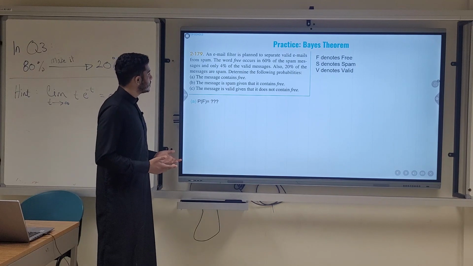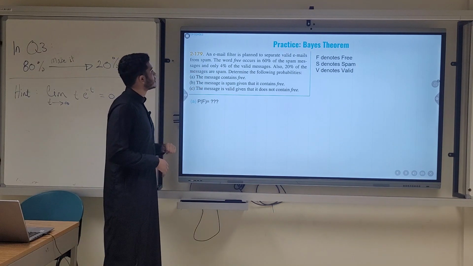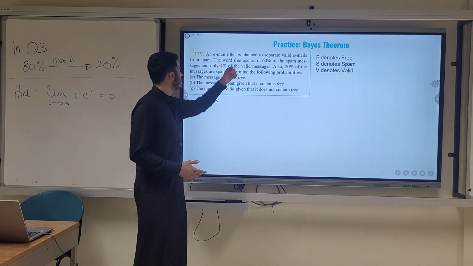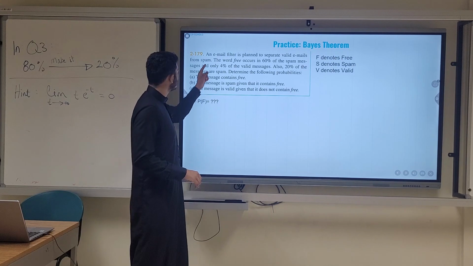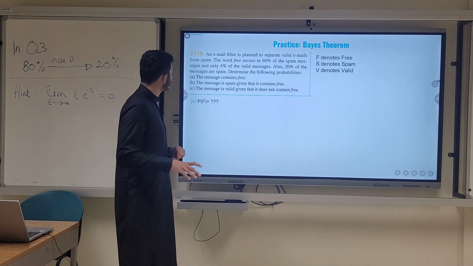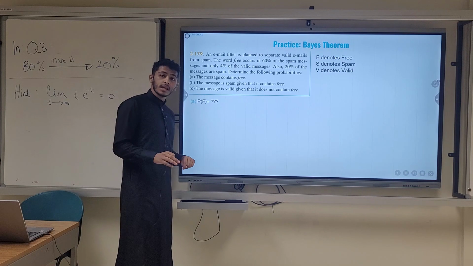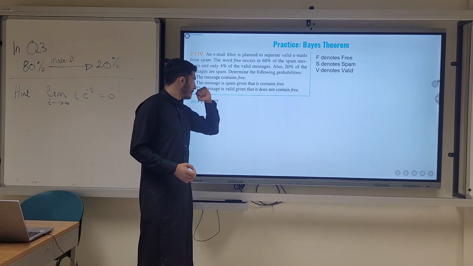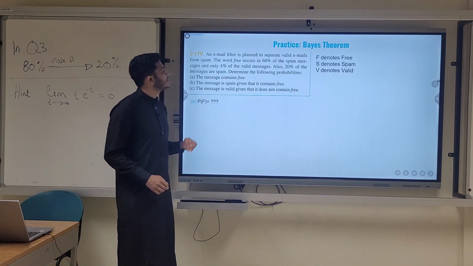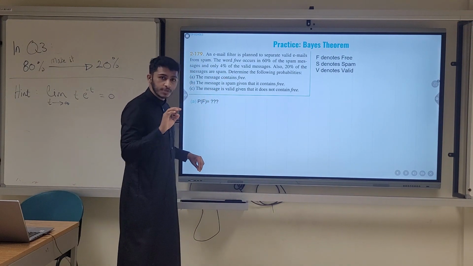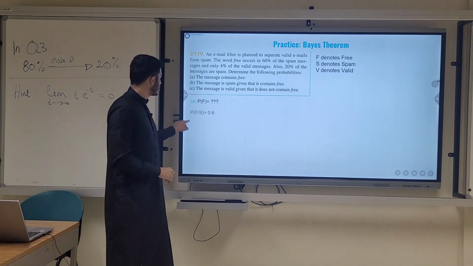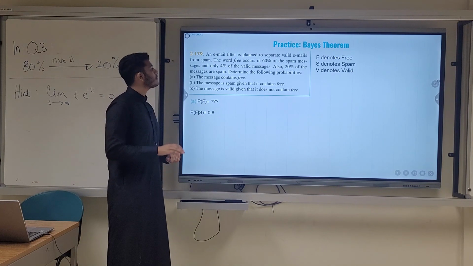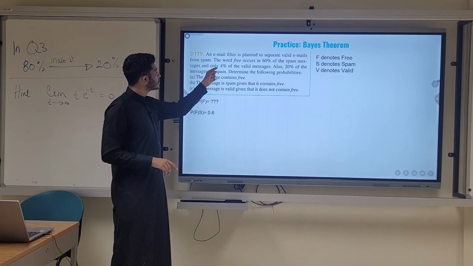To find it, let's look at what these numbers might help us with in finding the probability of free. The first probability we have, which is that the word free occurs in 60% of spam messages, is the probability of the word free occurring given that we know it is a spam message. So we can say that this probability is the probability of F given that we know it's a spam message, which is S. It would look something like this, which is 60% or 0.6. Now continue, and only 4% of valid messages.